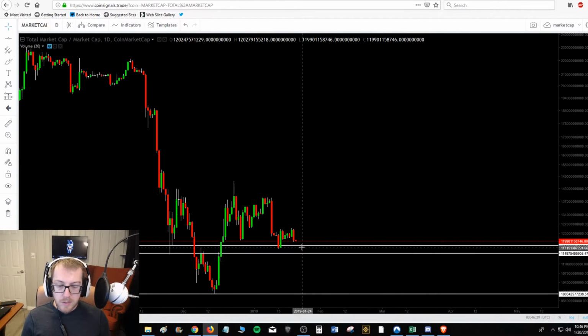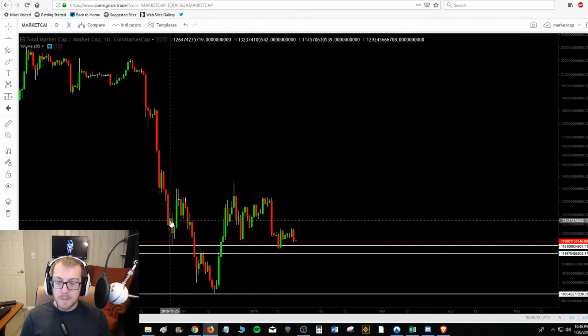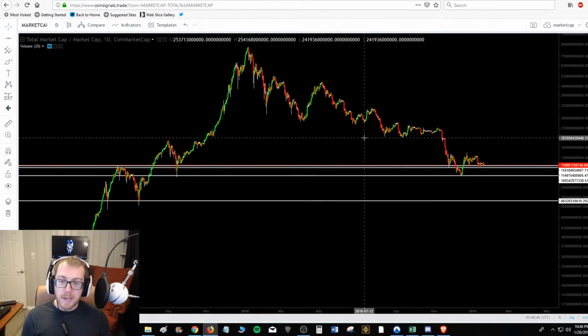And even though it is near a support zone, this zone has been tested once, twice, three times, going on four times over the past few months. And eventually that level's not going to hold up as support. So I'm very cautious with my buying right now, just based off of what the total market cap looks like.